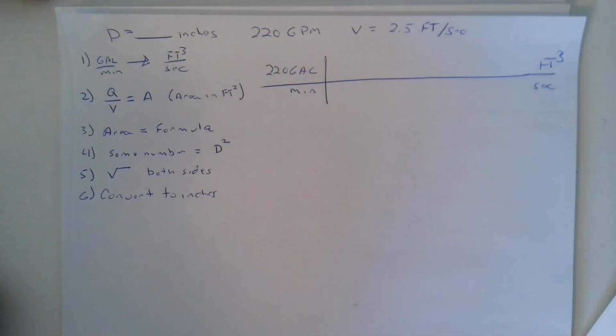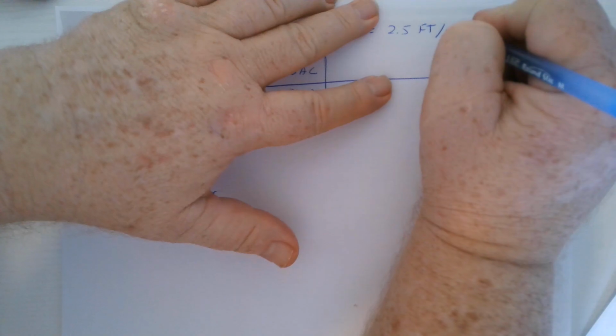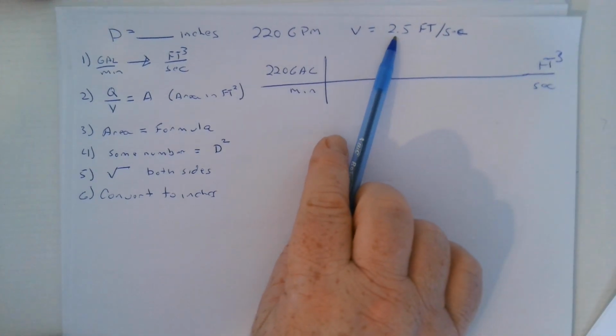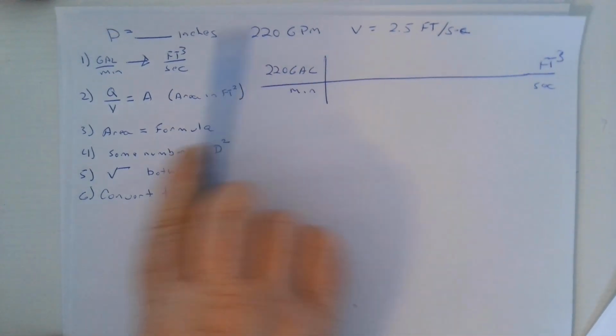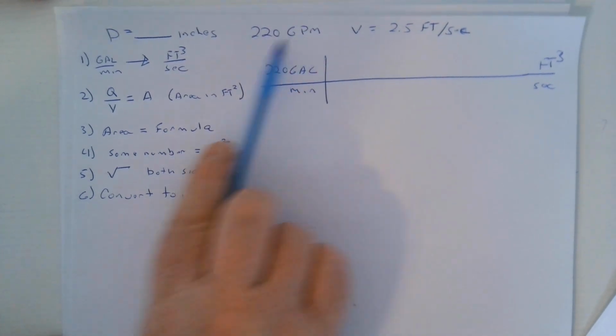All right, let's look at a problem where we're finding the diameter of a pipe in inches. So here I've got a pipe that they're asking for the diameter in inches. The pipe has a flow of 220 gallons per minute and a needed velocity of 2.5. So we're designing the inches so that we can have this velocity at this flow.